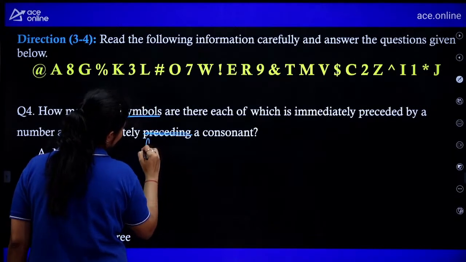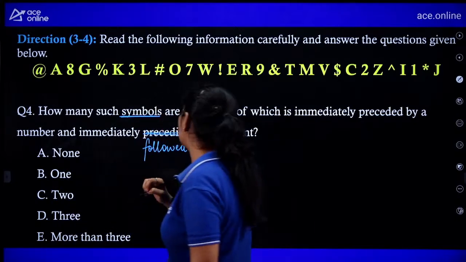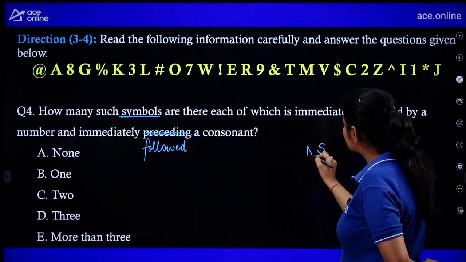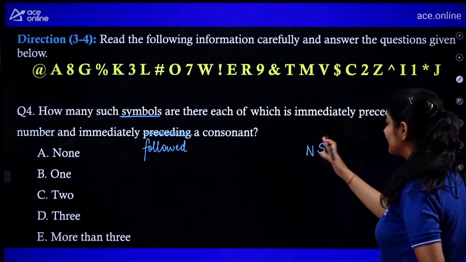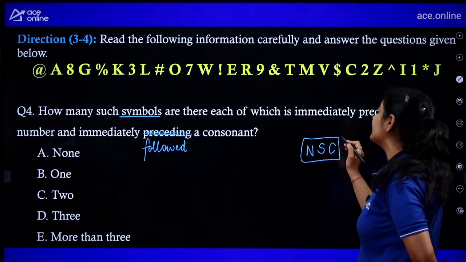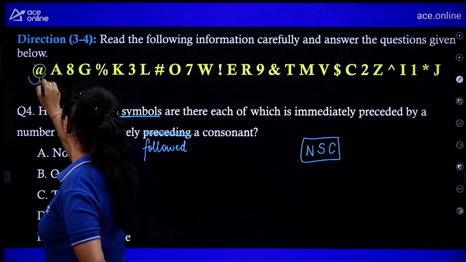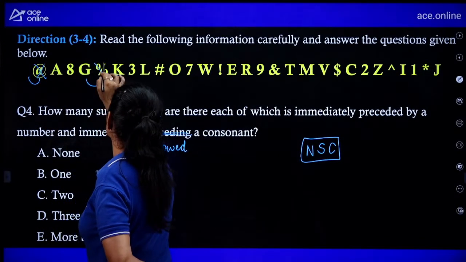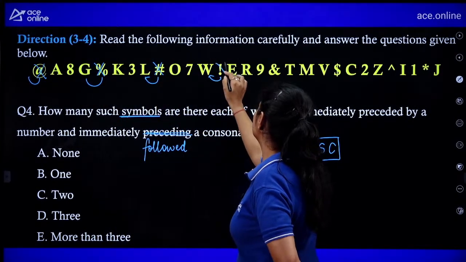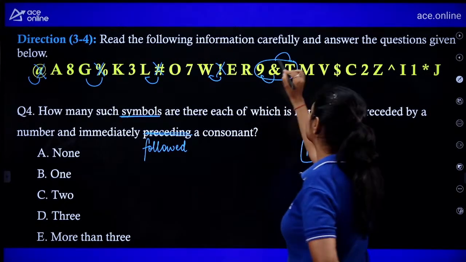followed by, here we need to write followed by a consonant. So here we need to determine a symbol which is immediately preceded by a number and immediately followed by a consonant, not a letter, we need a consonant, right? Okay. So first symbol, do we have a number? No. Symbol, number? No. Symbol, number? No. Symbol, number? No. Symbol, number? Yes. Consonant? Yes. We got our first pair.